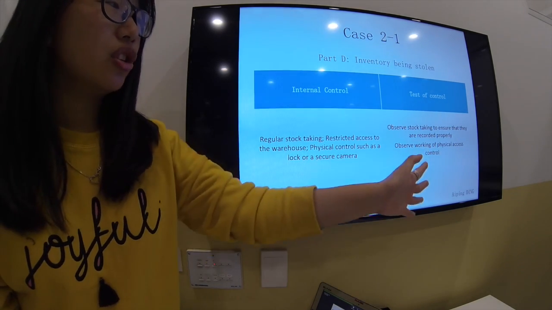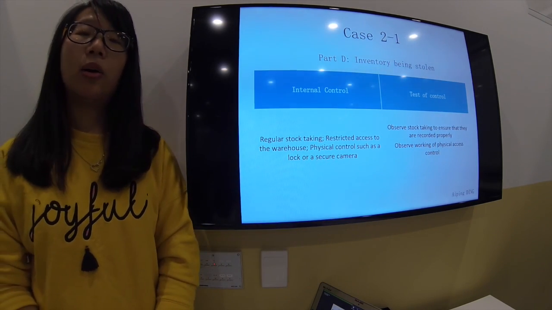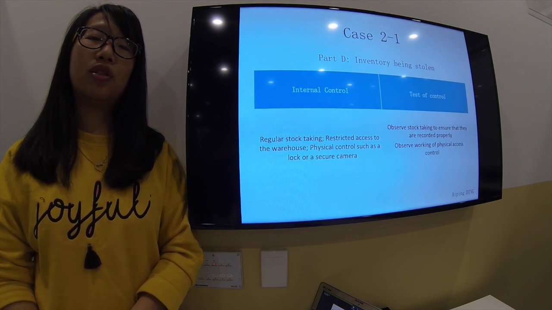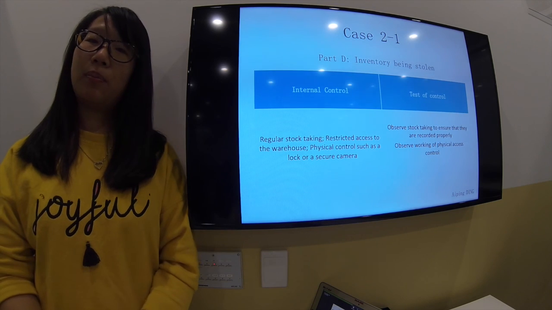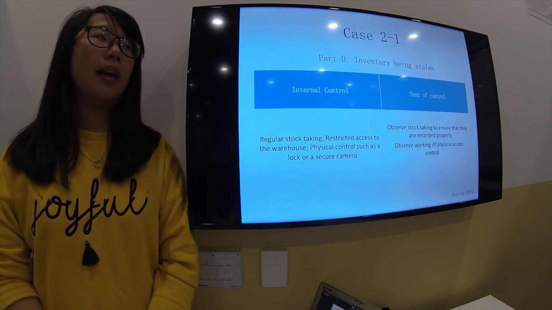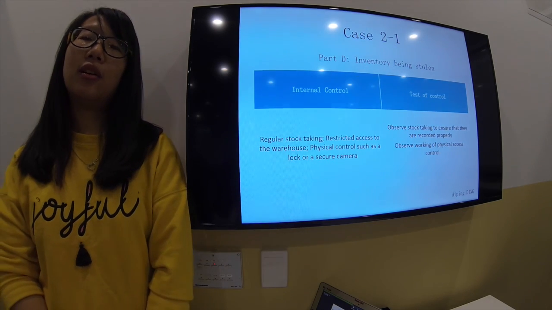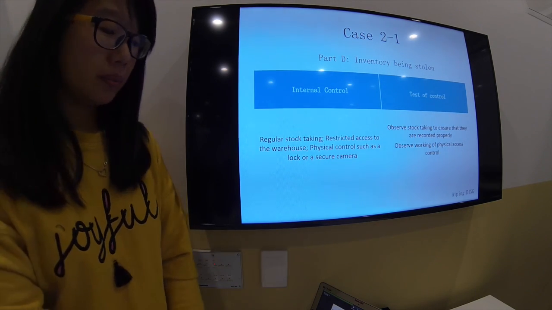For a test of control, the auditor can observe the stock taking to ensure that all of the inventory has been recorded properly. And we can also observe the working of physical access controls.